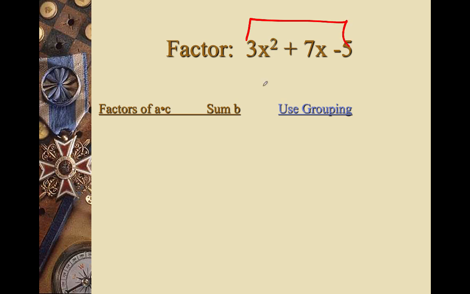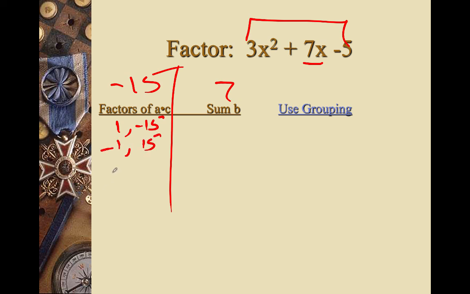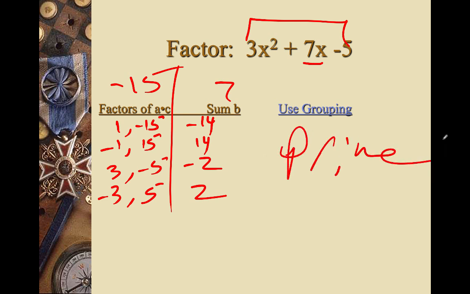Last one, negative 15, positive 7. Okay. Negative 15 for positive 7. Well, I got 1 and negative 15, negative 1 and 15. I got 3 and negative 5. I got negative 3 and 5. What are their other factors? This adds up to negative 14. This adds up to 14. This adds up to negative 2. This adds up to 2. I don't think I have any more factors of 5. It's going to be prime.